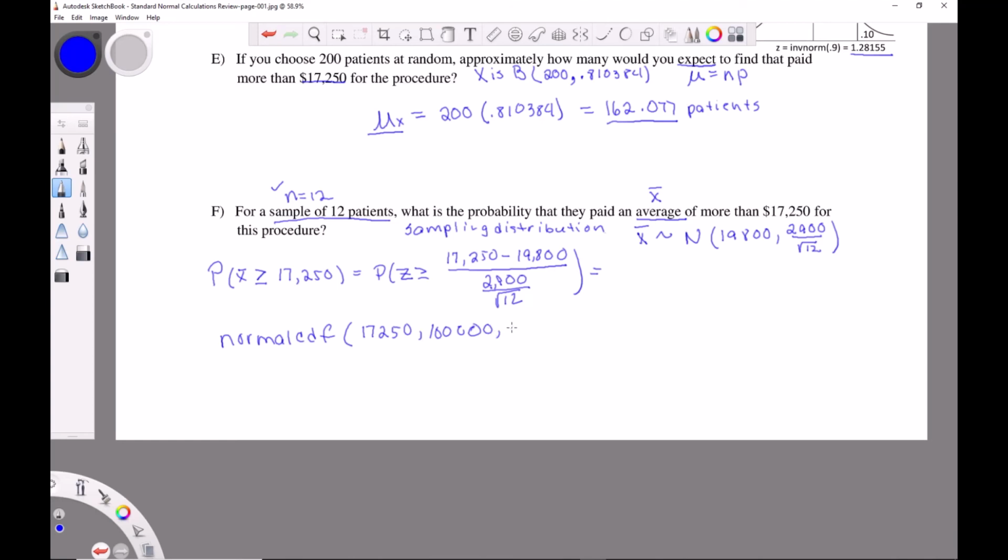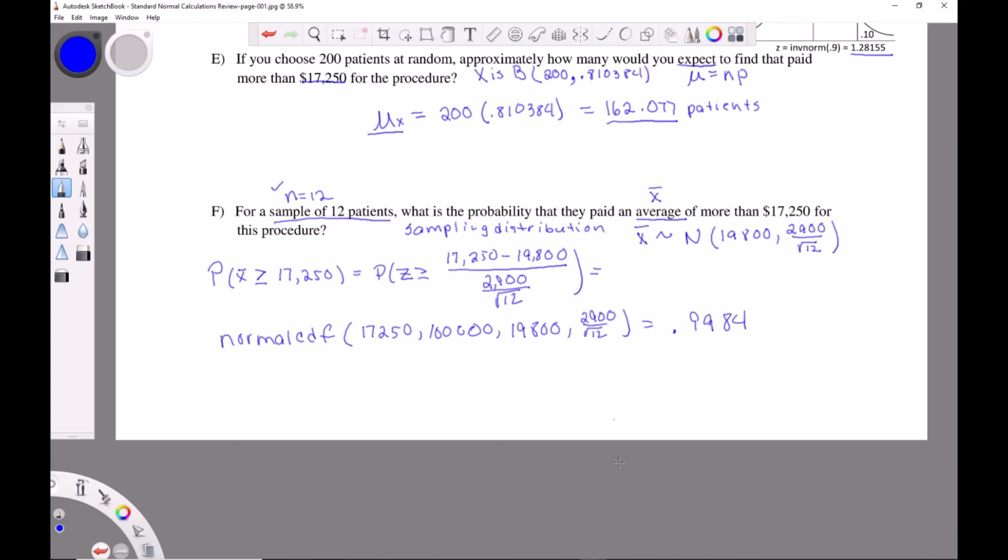And your mean will be 19,800. And you can actually put this in your calculator as 2,900 over the square root of 12. In fact, I may just do it. So you're going to get 0.9984. Now remember, the one that we did earlier for a single person was 0.81384. So we're going to see this thing amplify when we do groups of 12.